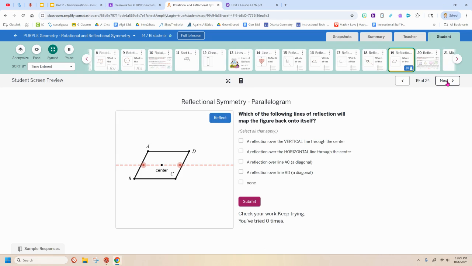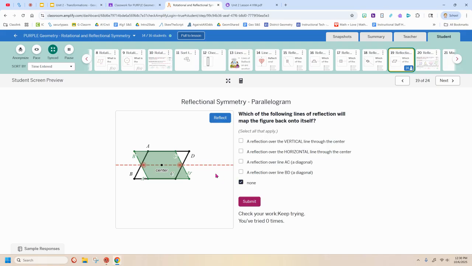So now this is once again the parallelogram. Can you flip the parallelogram any way and have it land on itself? Yes. Wait, no. No, that's what you get. That's why we're here. So try a diagonal. Did it work? No. So try some midpoints. Do they work? None of them work. So I want to press the none button, so that should work, correct.